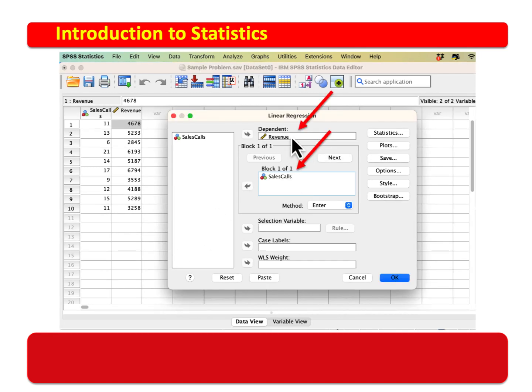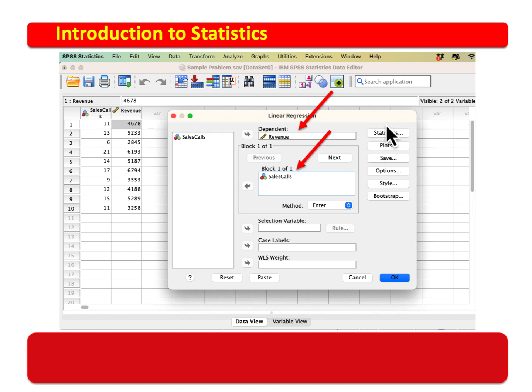Now, in your case, you may have a situation where you're producing revenue, or you have a dependent variable. That's what is being produced. The independent variable is what is doing the producing. In this problem, the salesman is making sales calls and he is producing revenue from that.